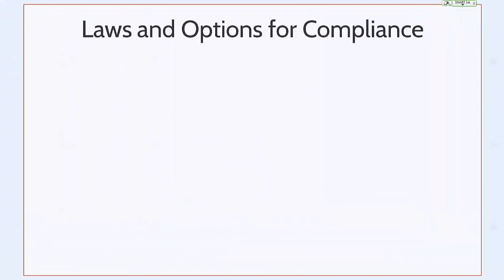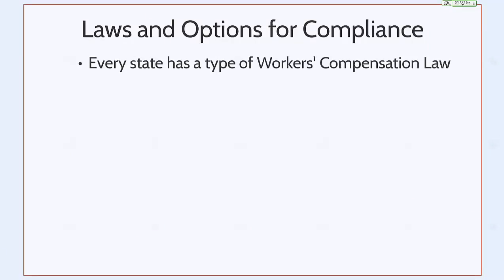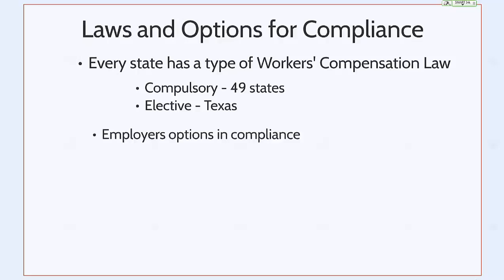Now let's talk about laws and options for compliance with workers' compensation laws. First, every state has a type of workers' compensation law. Workers' compensation is compulsory in 49 states today. The only state where it's elective is Texas. So employers have certain options in complying with workers' compensation laws.